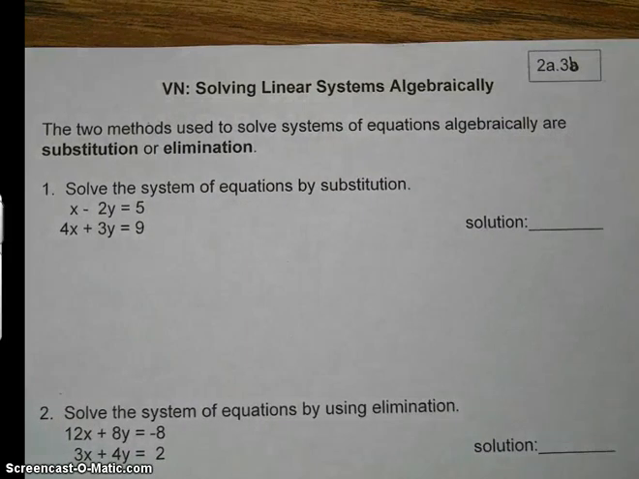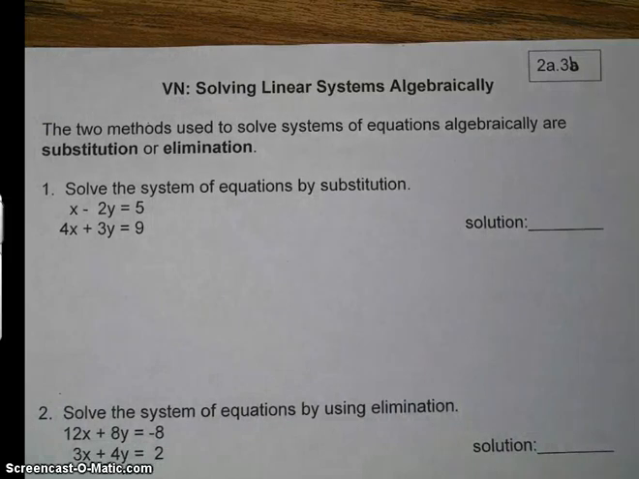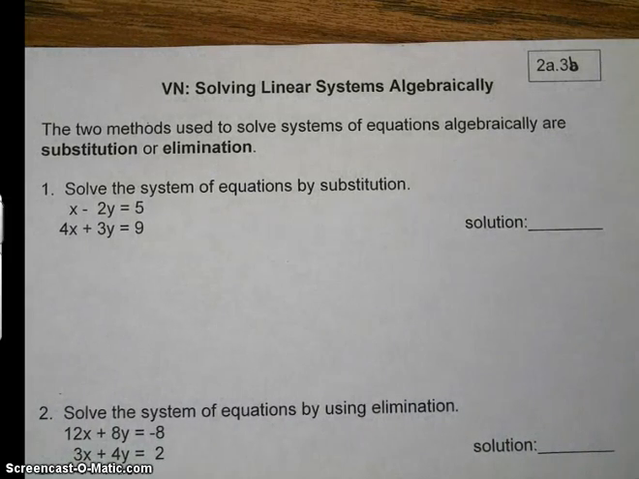We're going to look at two methods for solving systems algebraically. They are substitution and elimination. Now, when you're given a system, sometimes you can look at it and pick a method that works best for that system, and sometimes you can't. But let's just take a look here at number one. It says solve the system of equations by substitution.